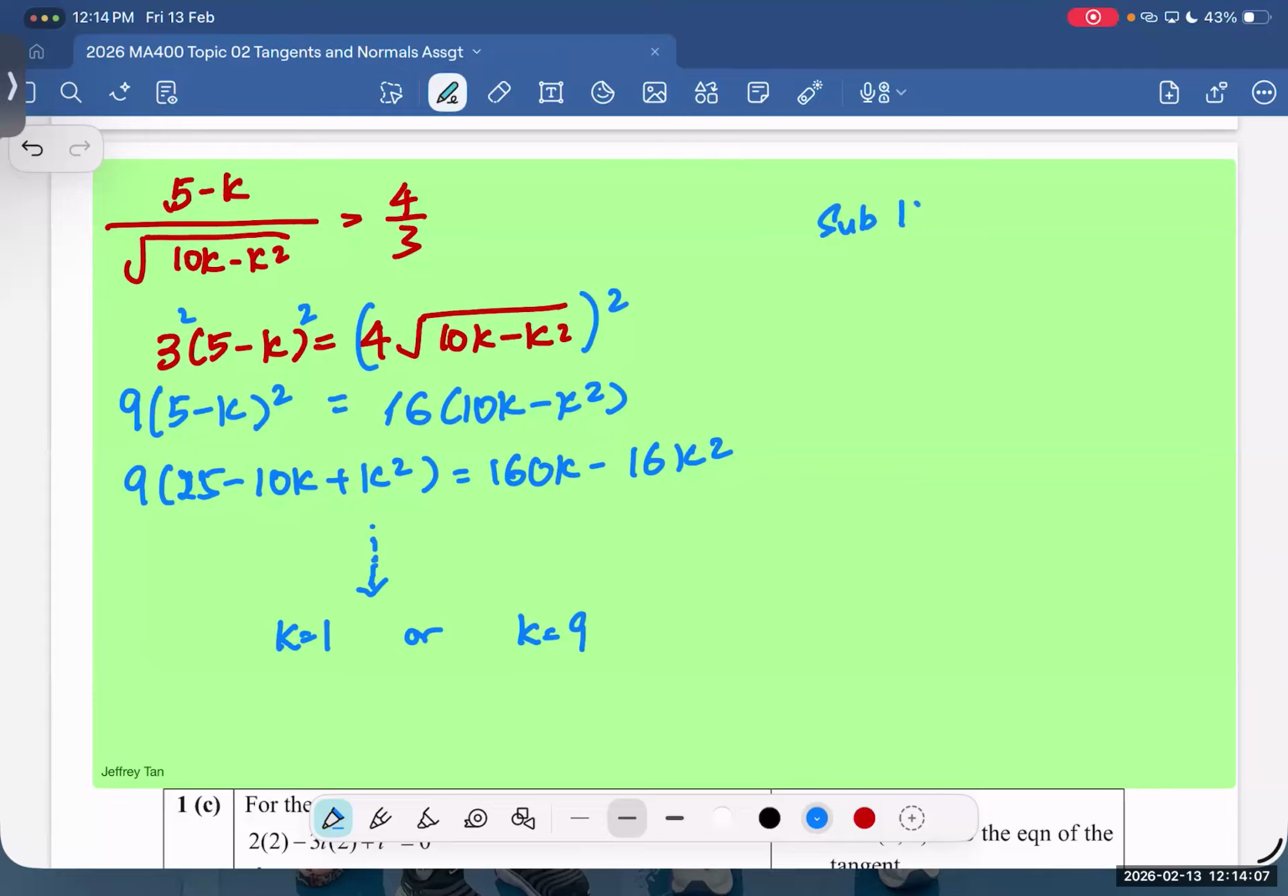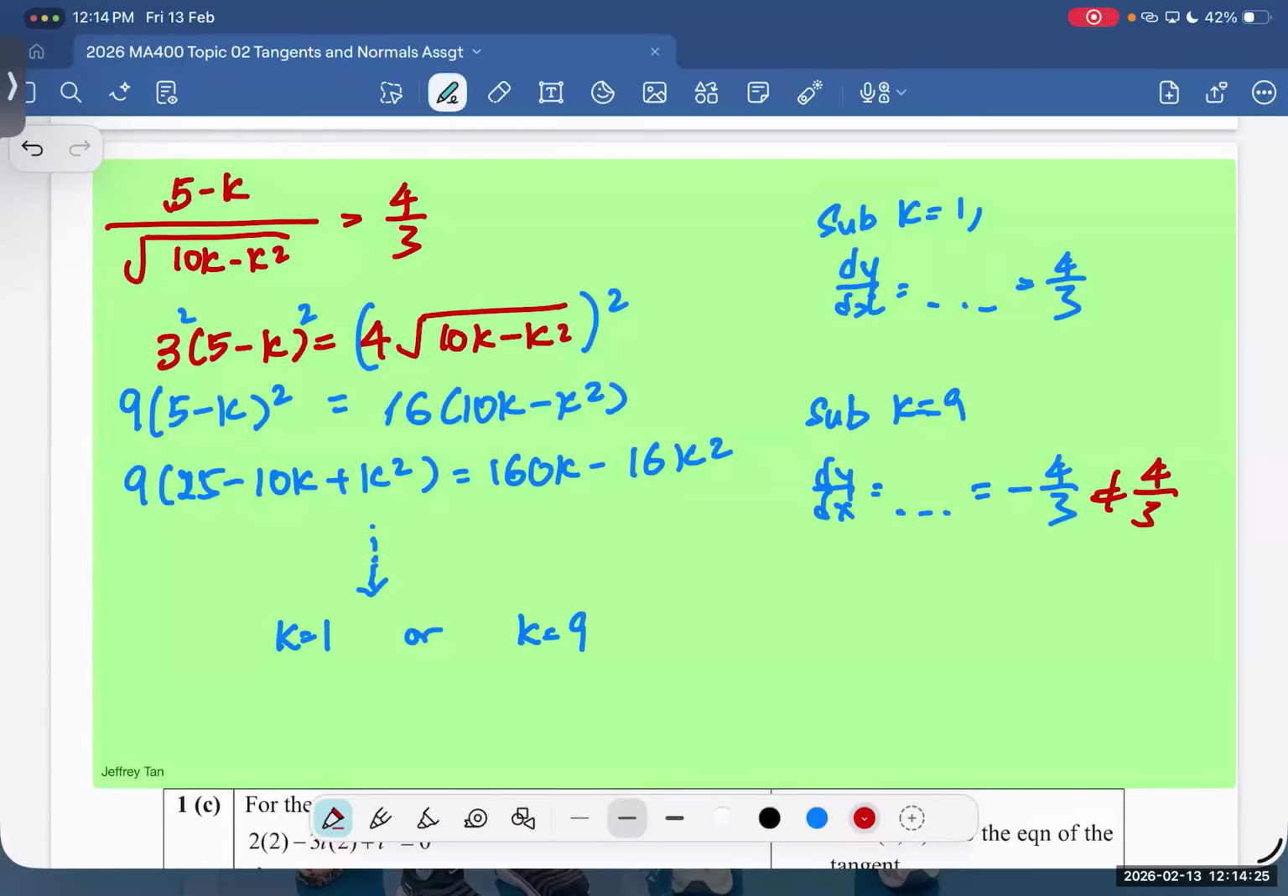If I sub in k equals 1, your dy/dx will indeed give you 4/3. But when you sub in k equals 9, your dy/dx will not give you 4/3. It will give you something like negative 4/3. It is a red flag. Do not go out with this person.